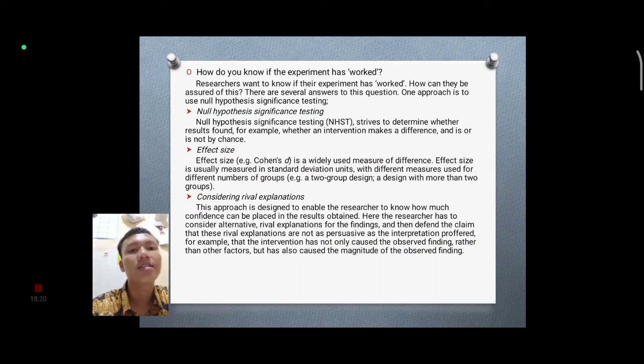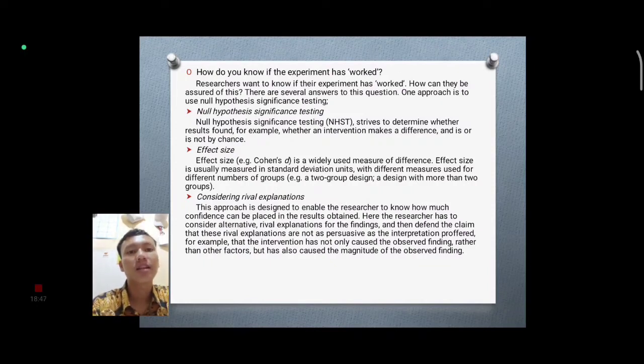And effect size is a widely used measure of difference. Effect size is usually measured in standard deviation units, with different measures used for different numbers of groups: a two-group design, a design with more than two groups.